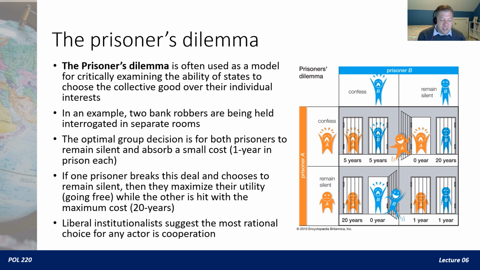Where it gets tricky is if you have one prisoner who keeps quiet, per the agreement, and the other breaks the agreement and decides to confess. Well, the one that confesses gets out scot-free. They have no prison sentence. You see that on the bottom left and the top right. Whereas the one that kept silent gets 20 years in prison. So the prisoner's dilemma is often used to explain or predict international relations agreements, right? Because you can't be completely certain that the other side is going to adhere to that agreement.